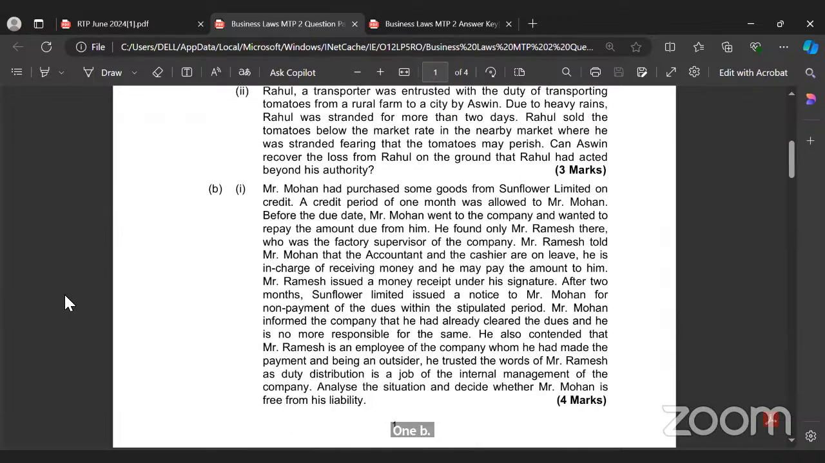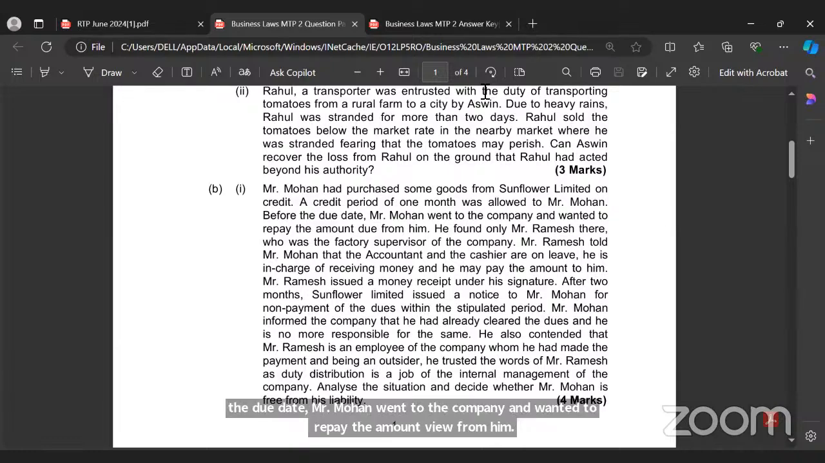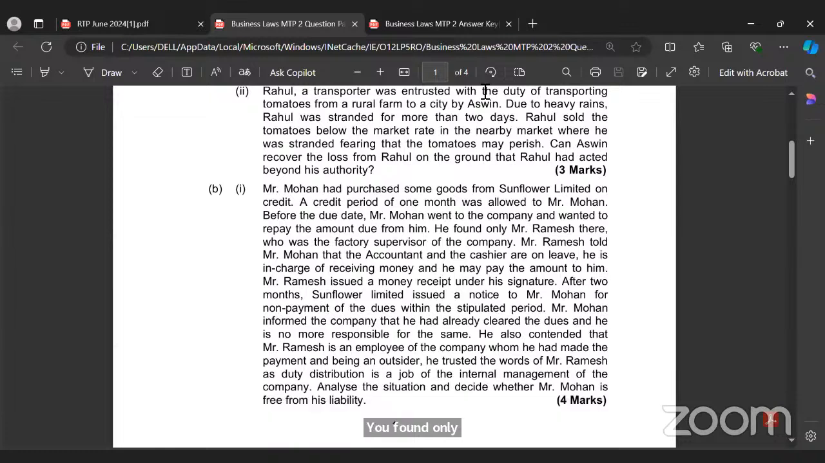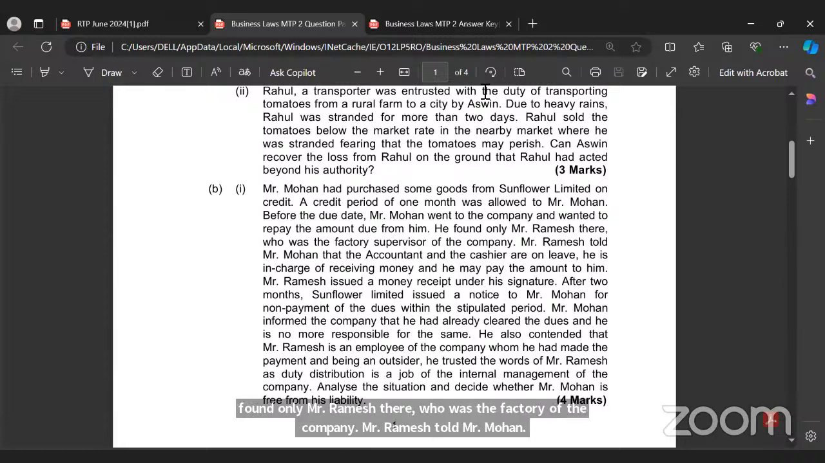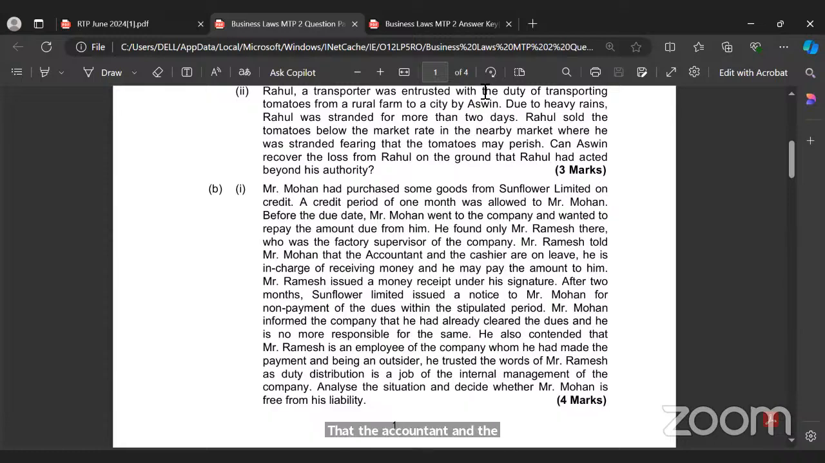B1. Mr. Mohan had purchased some goods from Sunflower Limited on credit. A credit period of 1 month was allowed to Mr. Mohan. Before the due date, Mr. Mohan went to the company and wanted to repay the amount due from him. He found only Mr. Ramesh there, who was the factory supervisor of the company. Mr. Ramesh told Mr. Mohan that the accountant and the cashier are on leave, he is in charge of receiving money and he may pay the amount to him. Mr. Ramesh issued a money receipt under his signature.